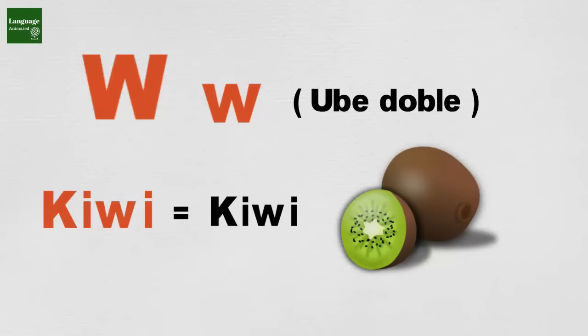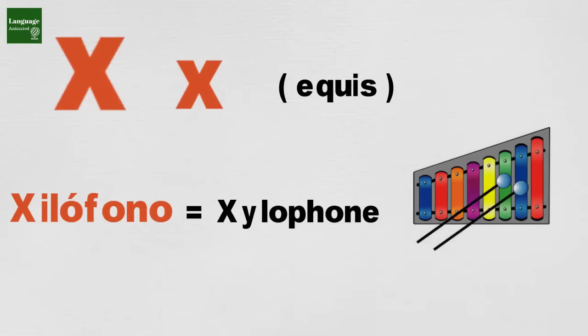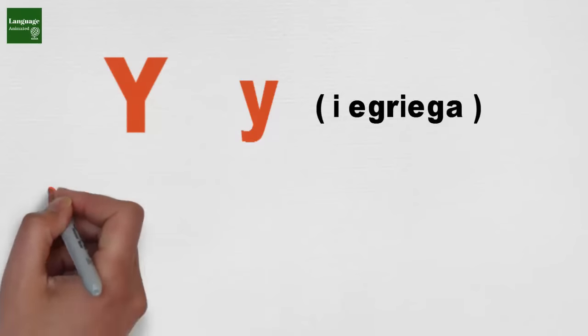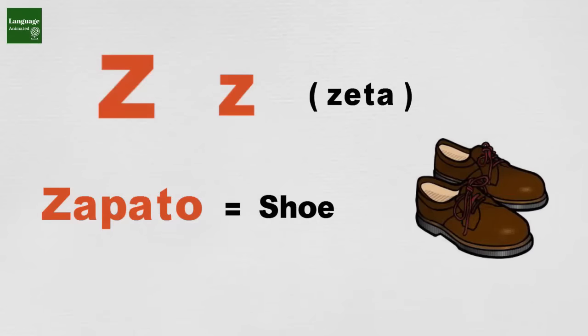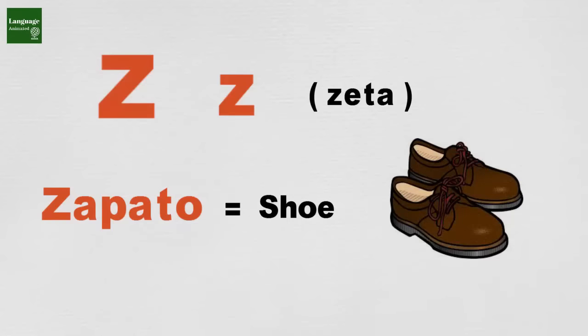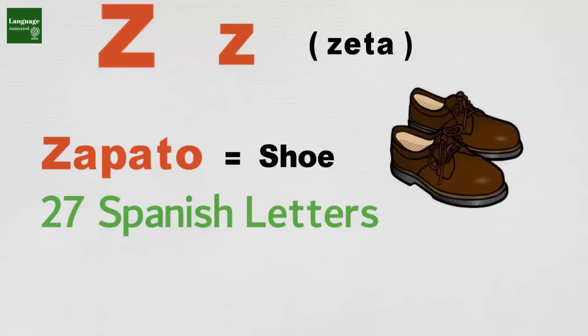Kiwi. Equis. Xilófono. Xylophone. I griega. Jojo. Seta. Zapato. Shoe. These were Spanish alphabets with examples, which are 27 letters.